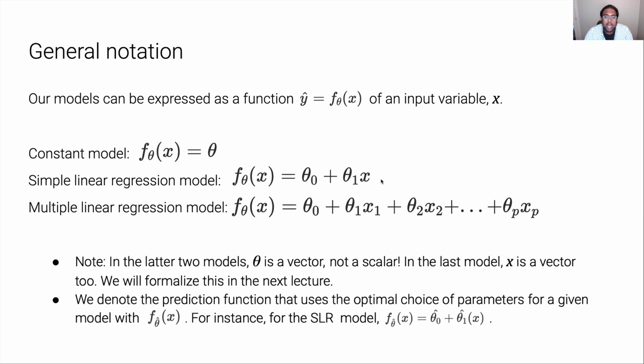You'll notice in the latter two models, the subscript here was theta, but the coefficients that were actually a part of the model were theta naught, theta 1, theta 2, so on and so forth. That's because theta is now actually a vector of coefficients, or a vector of parameters. In the last model, x is actually a vector as well. You can think of x as being a vector consisting of feature 1, feature 2, so on and so forth, through feature p. Don't worry too much about this right now. This is more just to give you a sense of where we are heading, but we will formalize all of this in the next lecture.